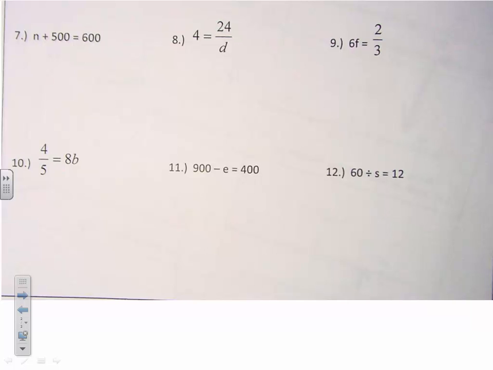So we've done 7, 8, 9 we just did, so we're going to do 10, 11, and 12. So number 10, it's a multiplication problem again. I want to get the b by itself, so I divide. That's the inverse of what you see there, which was multiplication. Since I divided by 8 there, I'm going to divide by 8 over here.